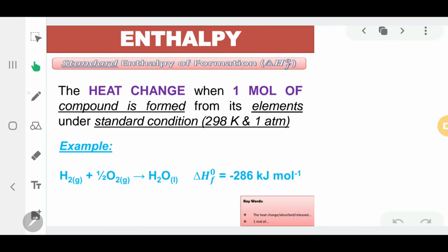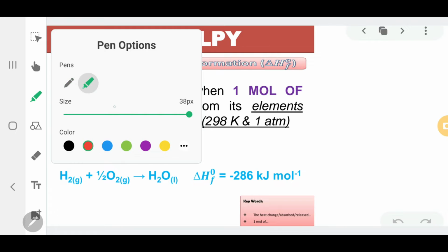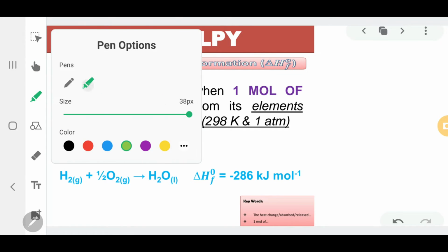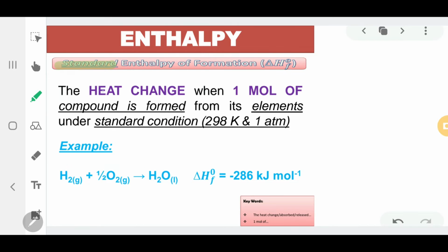So what about if you have the word standard? What happens if you have the word standard enthalpy of formation? It's going to be the exact same definition: the heat change, 1 mole of compound formed. The compound, 1 mole, is being formed from its elements. So you have element H, element O right there.